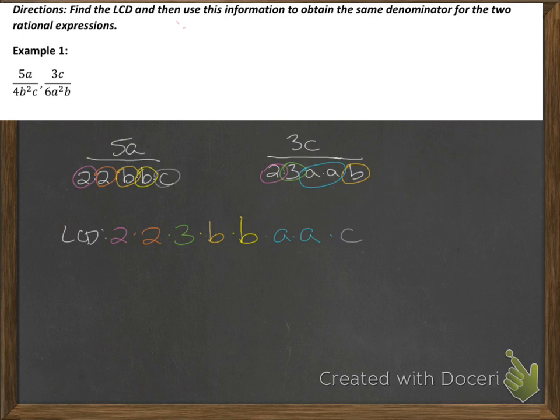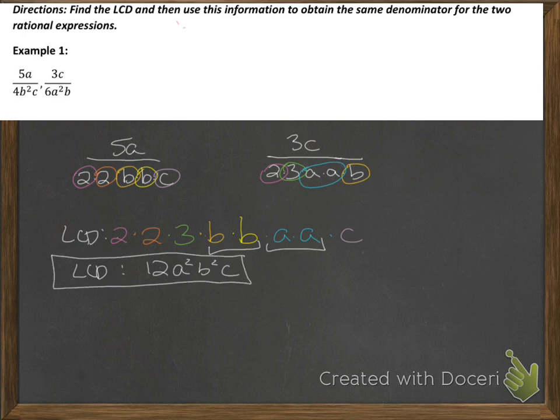Okay? So let's write out our LCD. 2 times 2 times 3 is 4 times 3 or 12. I'm going to go in alphabetical order here. A times A is A squared. B times B is B squared. And C is just C. So my LCD is 12A squared B squared C.